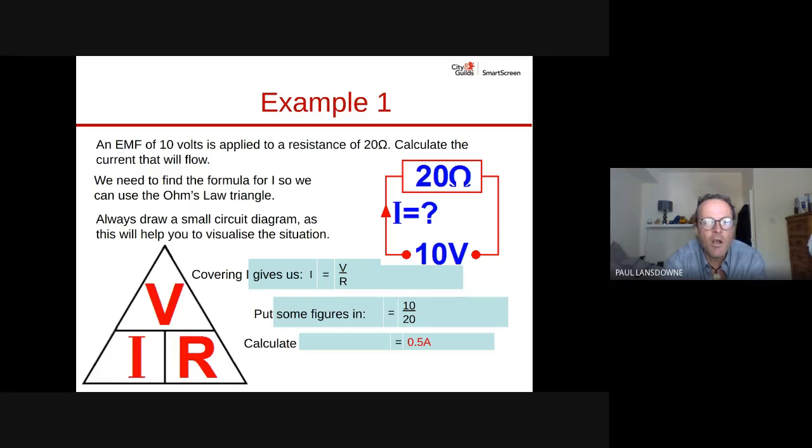So by covering I up, it leaves us with V divided by R. So if we put the figures into our calculator, or we use our head, 10 volts divided by 20 ohms gives us 0.5 amps, half an amp. So that's a simple little diagram there. So yeah, now the animation works. So as you can see, if we cover up the I, we get V over R.